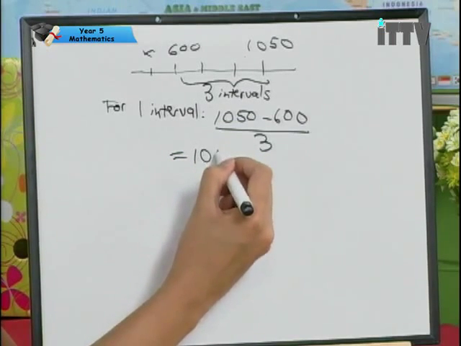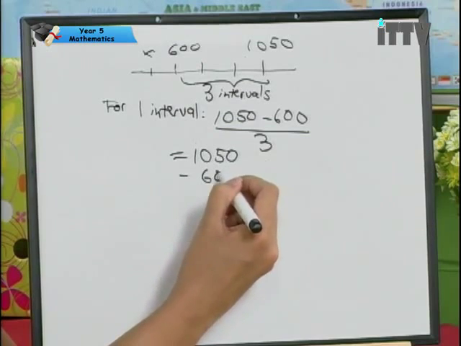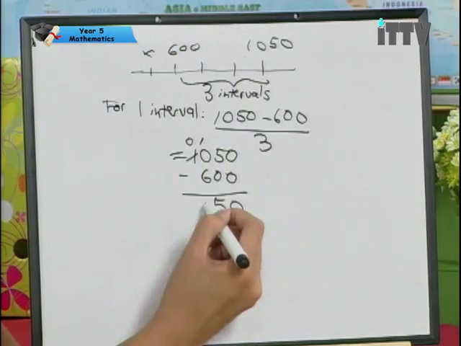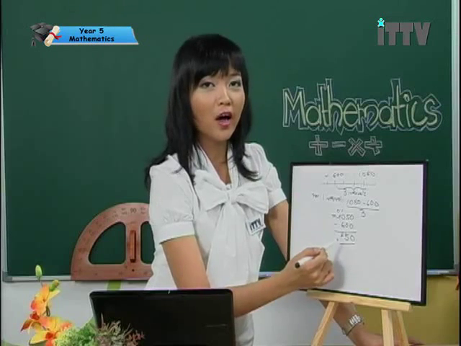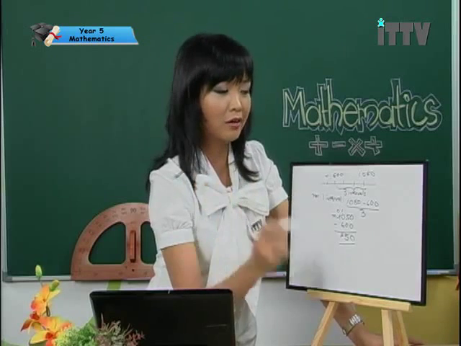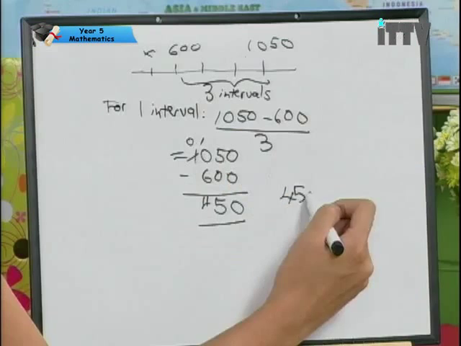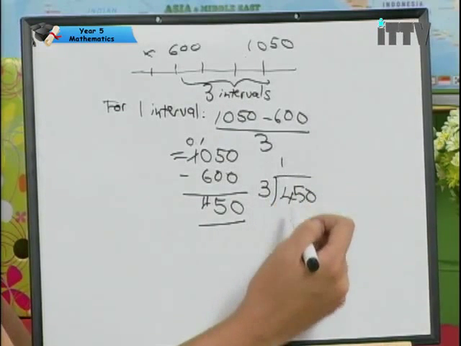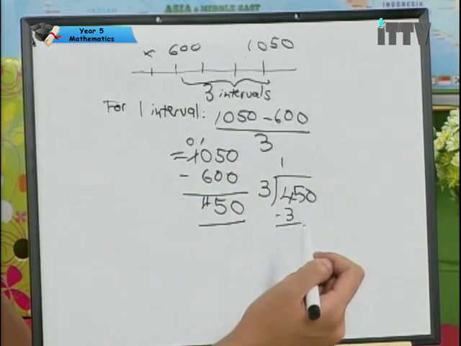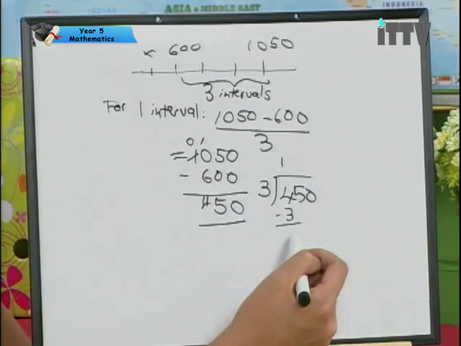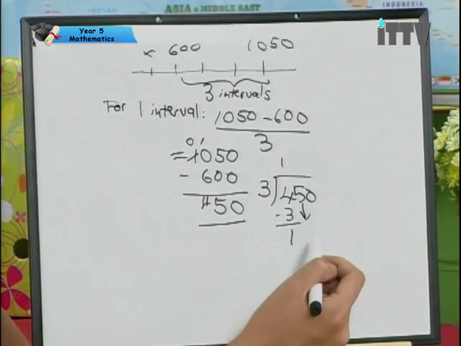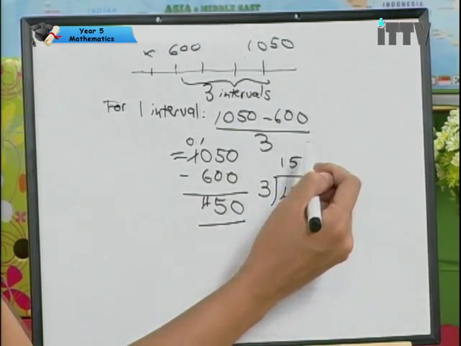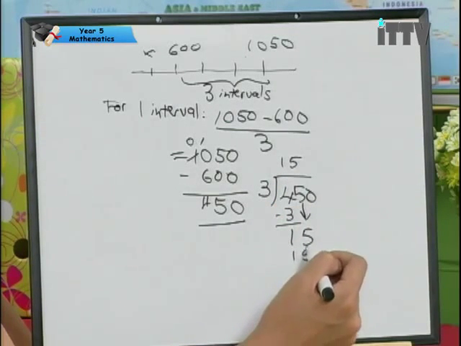Okay, 1050 minus 600, what is it? 450. We have to divide it by 3, yeah? So, 450 divided by 3. If you're good with your multiplication table, this shouldn't be much of a problem. Okay? And you bring down 15. 15 divided by 3, 5. 5 times 3, 15 minus.